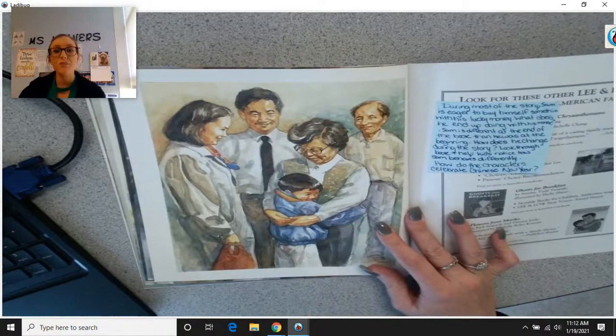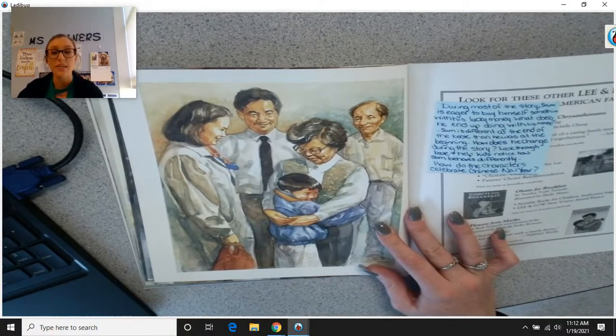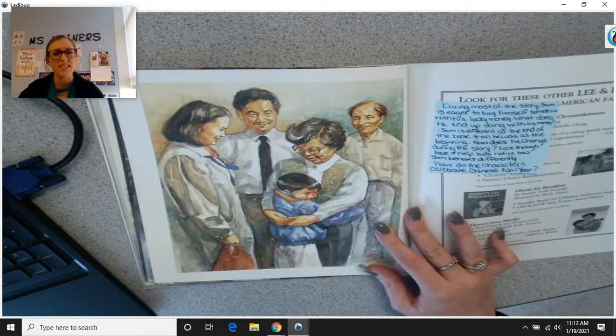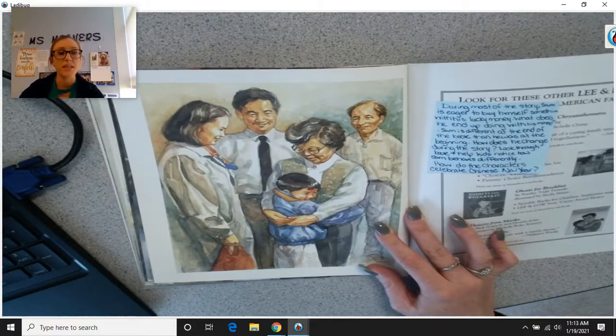Okay. So during most of the story, Sam was so eager to buy himself something with his lucky money. But what does he end up doing with his money? You should think about that. The whole story, he talks about new toys that he can buy and treats from the bakery, but he doesn't end up spending his money on himself. What does he end up using his money for?